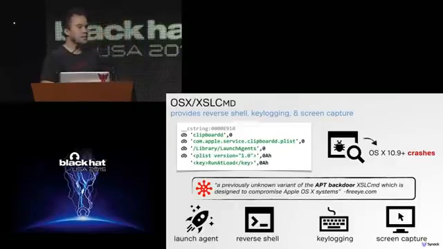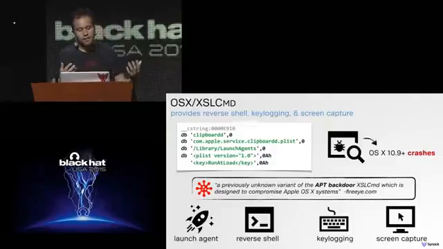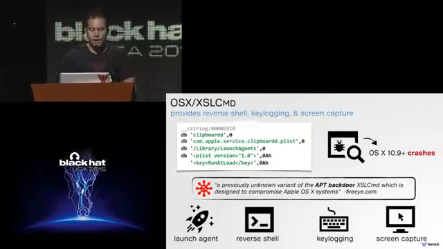So the first OS X malware sample I want to talk about is called XSL-CMD. This was found last year by FireEye. It's a fairly basic standard backdoor, provides some decent features: key logging, screen capture, reverse shell. In terms of its persistence, though, it persists as a launch agent.